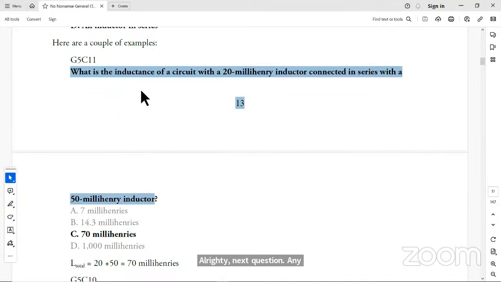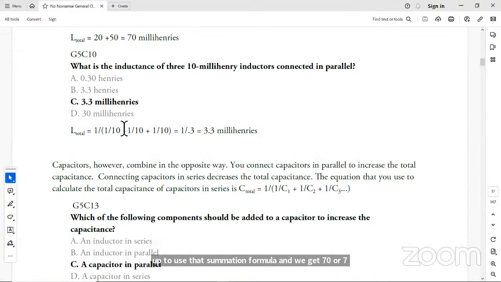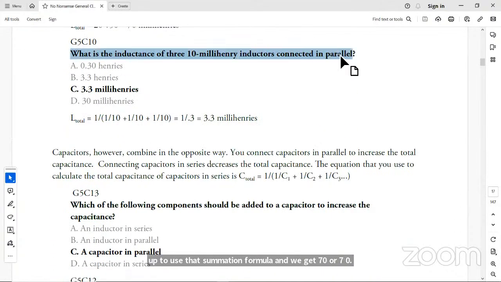All righty. Next question in the question pool. What is the inductance of a circuit with a 20 millihenry inductor connected in series with a 50 millihenry inductor? So let's dissect this question. What are they asking us? They're asking us for the total inductance of 2 inductors. The first one is 20 millihenries and the other one is 50 millihenries. They are in series, so we have to add them up. So use that summation formula and we get 70 millihenries.